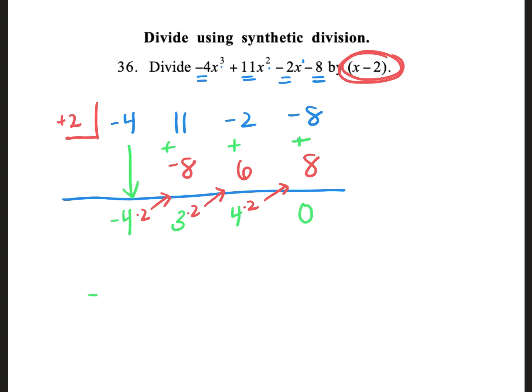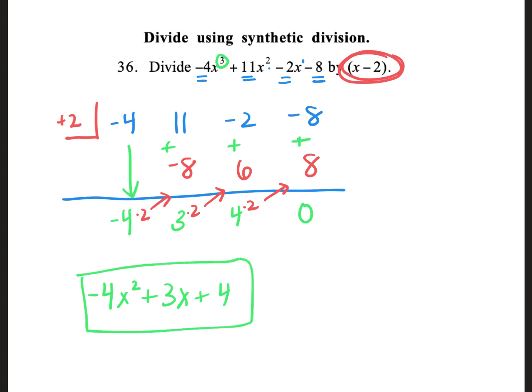That means my final answer is going to be negative 4. We started with cubed, so now we're going to have x squared plus 3x plus 4. Each of your terms should go down by 1 in terms of x's. So that's your final answer.